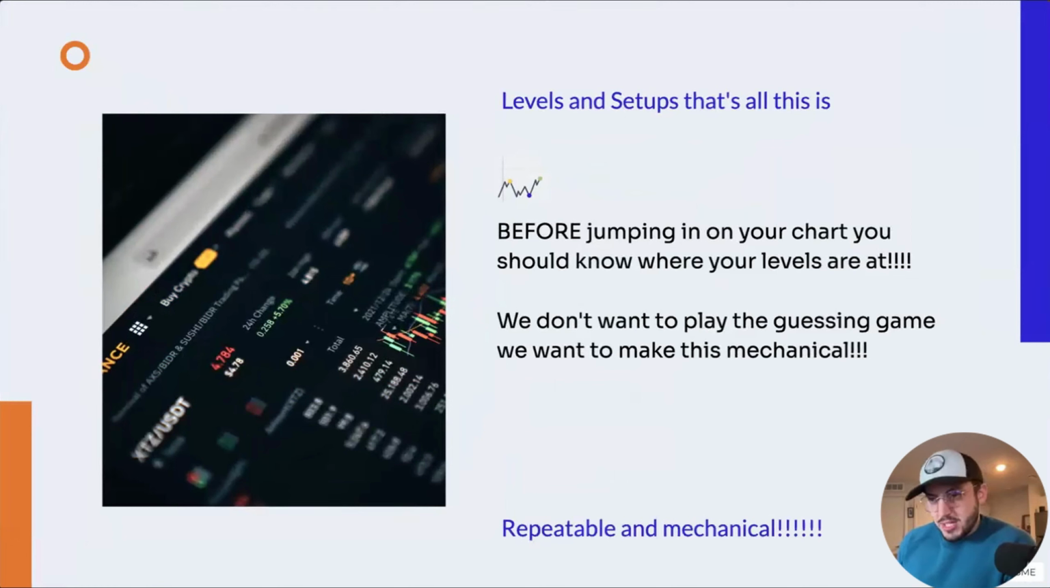Levels and setups, that's really all this is. Trading is all about setups and all about looking at support and resistance and not trading so much off of your personal bias. You want to try to trade off of as much information as possible. This is really, really key on pretty much everything that we do. Your bias, I'm so sorry, but your bias doesn't mean anything in trading.